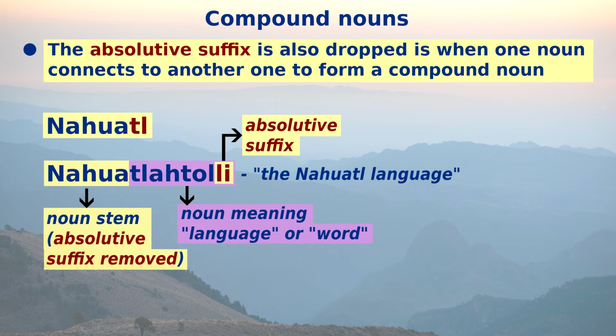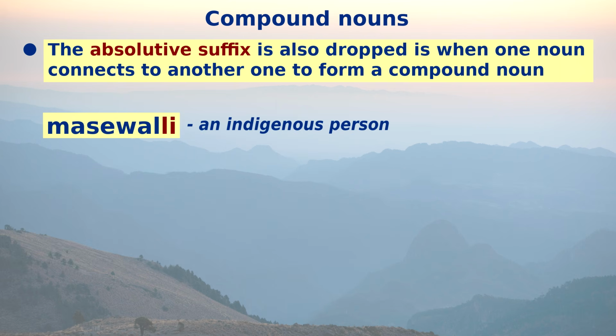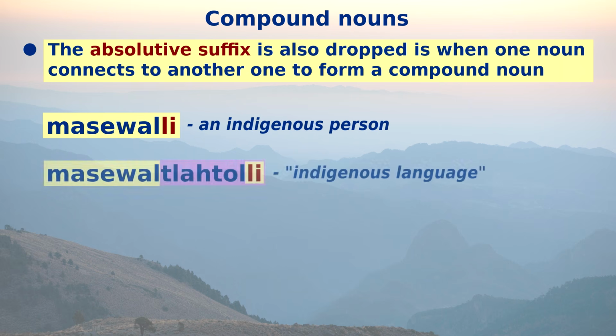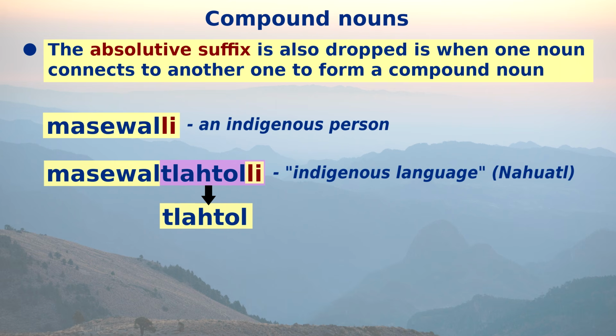So in a compound noun like this, there can be just one absolutive suffix at the end, after the final noun component. Another similar example. Masehuale. This means an indigenous person. Le is the absolutive suffix. We can remove it and make a compound noun. Masehualtlactole. This means indigenous language, but can be used to refer specifically to Nahuatl. And we can remove the absolutive suffix from this word and make it part of a compound noun.